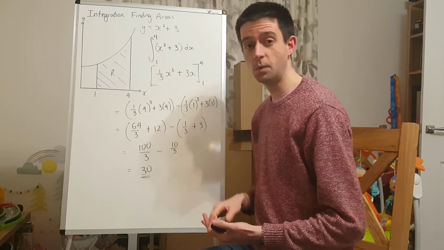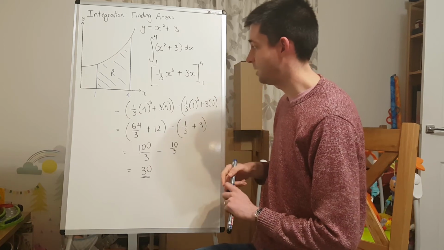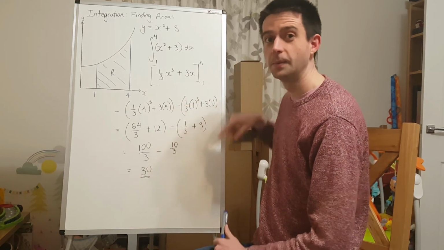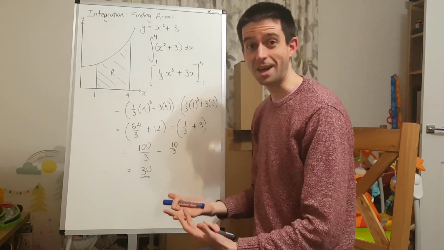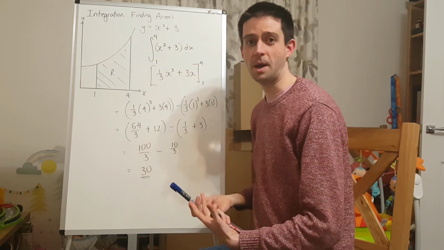Okay. Going back to why no plus c when we integrated it, well, if we'd had a plus c in here, then we would have had a plus c in here, the same plus c in here, and they would have cancelled each other out to 30 anyway. So when we're doing definite integration for the purpose of finding an area, we don't need to worry about plus c.